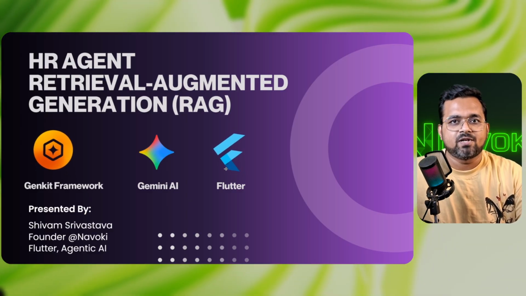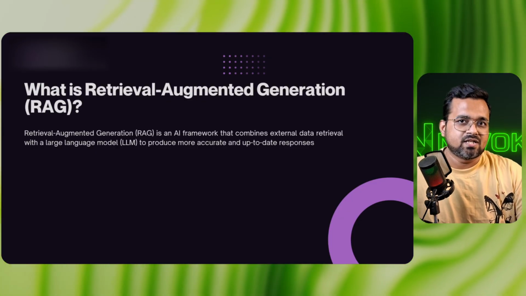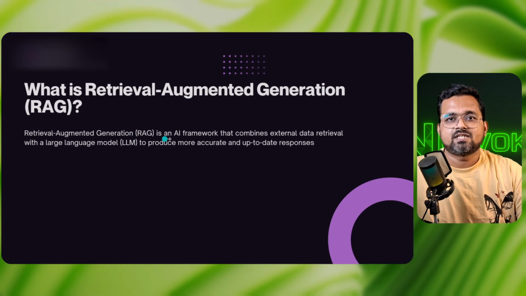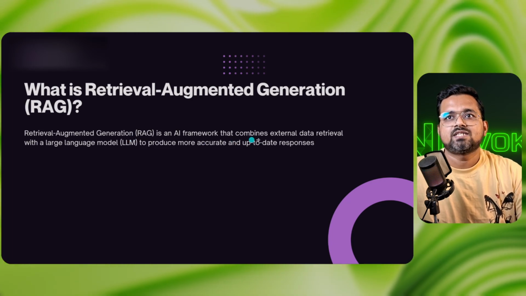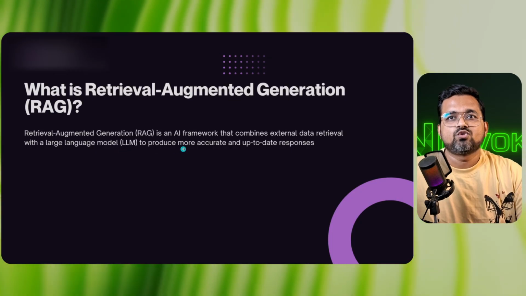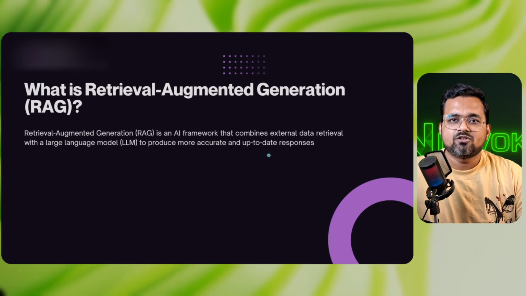The user will ask a question in Flutter, it is sent to the server, and the whole answer comes back to the application. By now you must have already heard about RAG if you are learning AI. RAG means Retrieval Augmented Generation. It is an AI framework that combines external data retrieval with a large language model to produce more accurate and up-to-date responses. See, an LLM has some limitations.